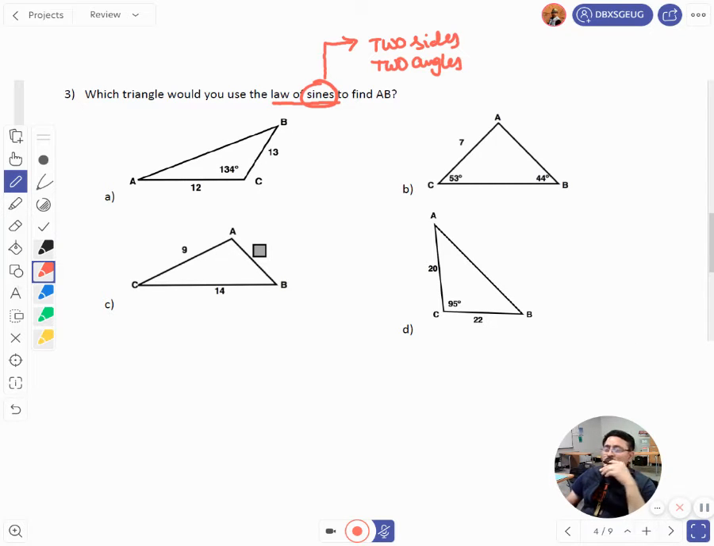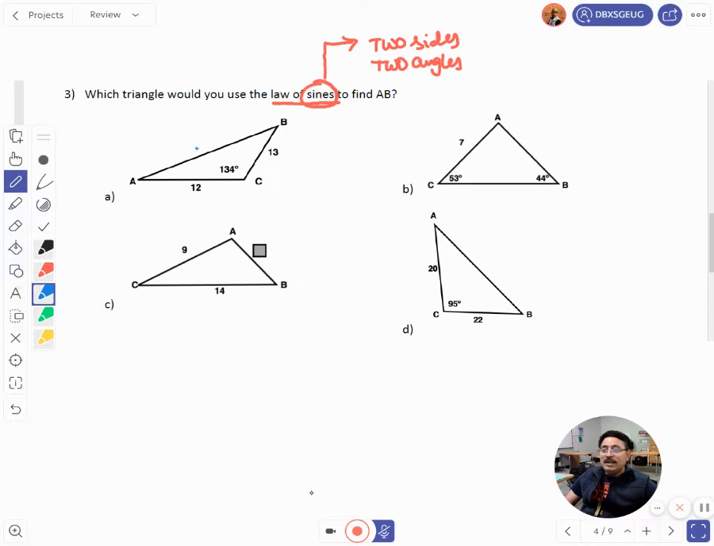Now, what do you think? Which one could be the correct answer of these four? Think for a moment. So the question is to find AB. So let's analyze this one.